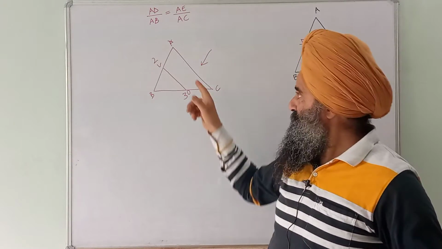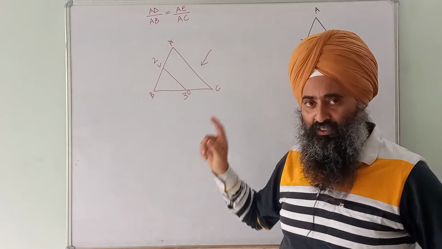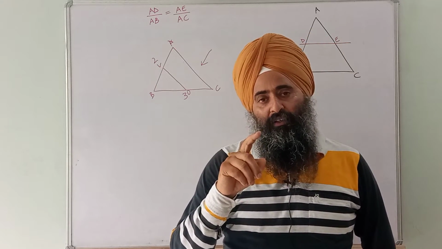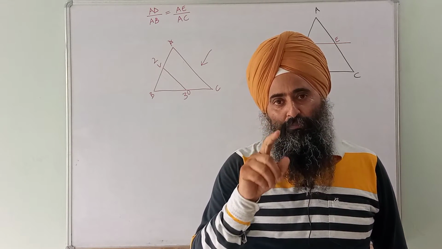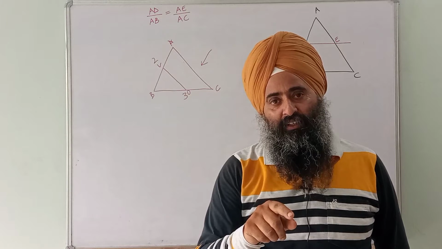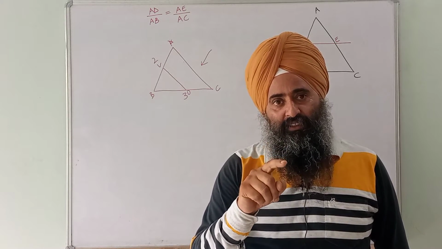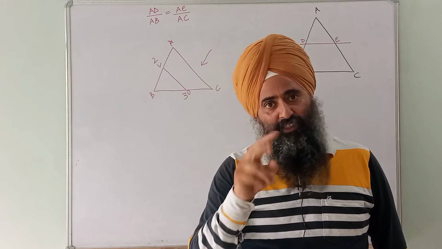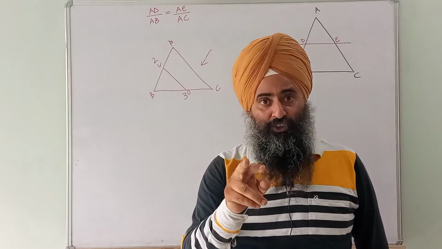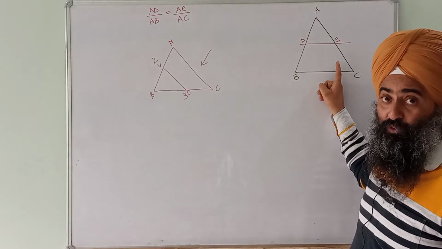On the basis of this theorem, that if a line is drawn parallel to one side of a triangle, it will intersect the other two sides in the same ratio, we will prove this sum.